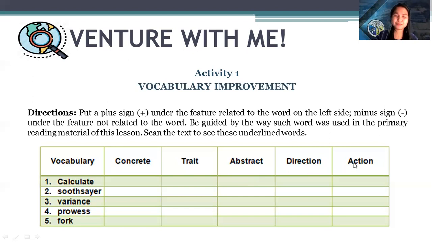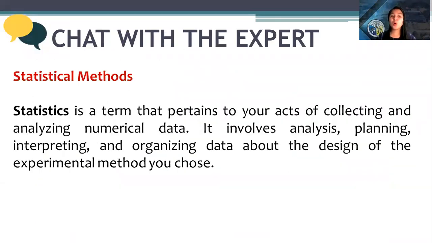It's a verb. The words can be calculate, soothsayer, variance, prowess, and fork. As we go on with our discussion today, think of these words: calculate, soothsayer, variance, prowess, and fork. Now, what is statistics?